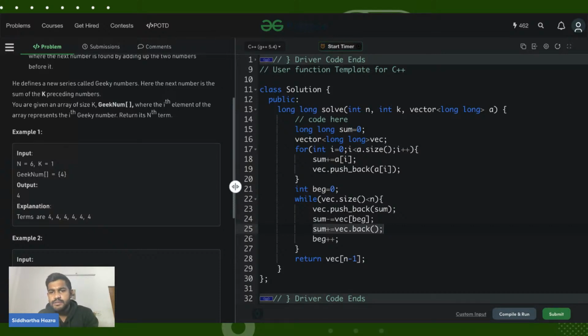And the very next thing is, can we change the vector to a simple array? Yes, you can simply take an array of size 100. That would solve the purpose.